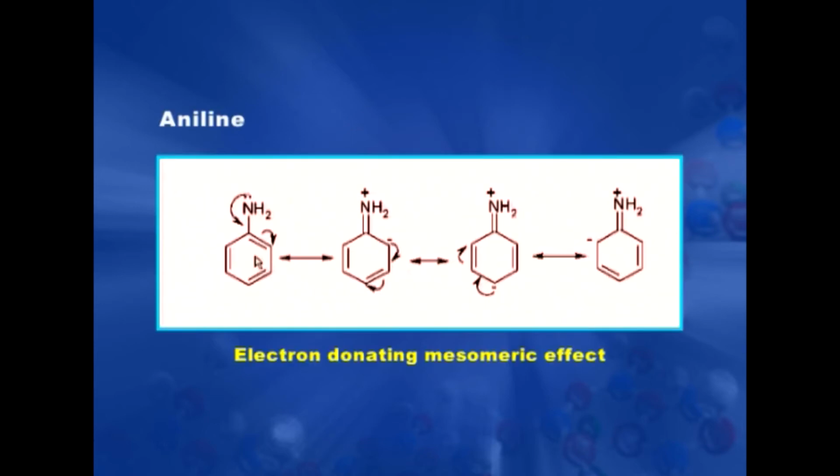Now, second case we take aniline. Now, the NH2 group is attached to the benzene ring. So, this has an electron donating mesomeric or resonating effect. A lone pair of electrons is present on nitrogen which can be donated to the ring, and due to this donation we can see the negative charge of the ring increases, and this increase is more on ortho and para.